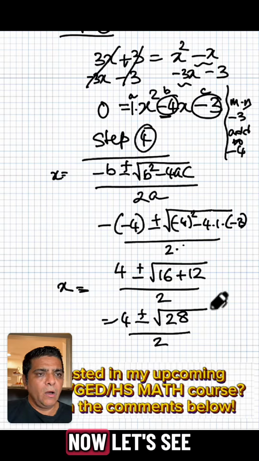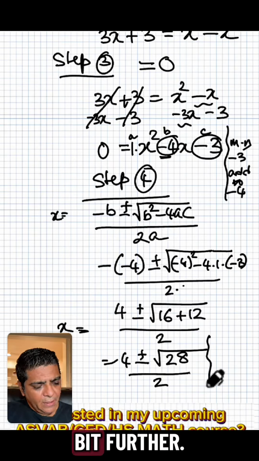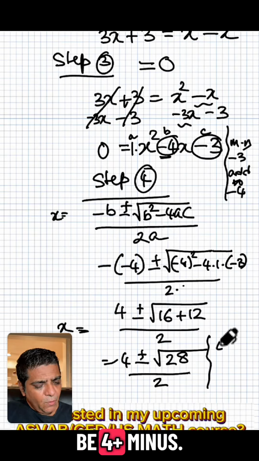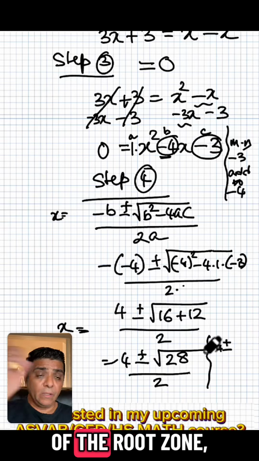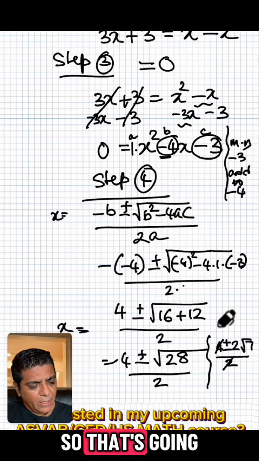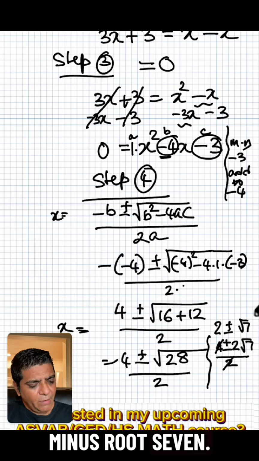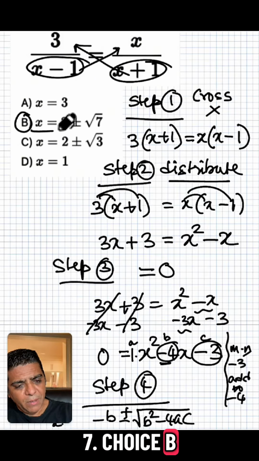Now 28, let's see our answer choices, can be written as 4 times 7. So let's go ahead and simplify that a little bit further. So that will be 4 plus or minus, 4 times 7 is 28, so 4 comes out of the root as 2. So 2 root 7 divided by 2. Go ahead and distribute the 2. So that's going to be 2 plus or minus root 7, and that is going to be our final answer. 2 plus or minus root 7, choice B is our final answer.